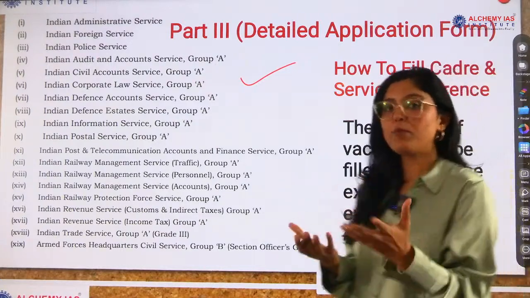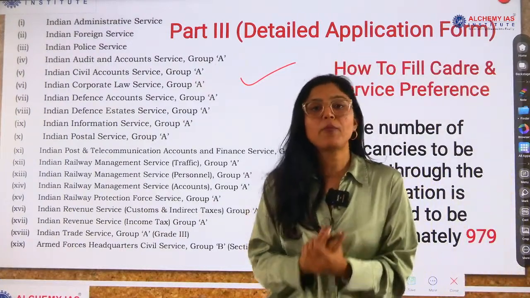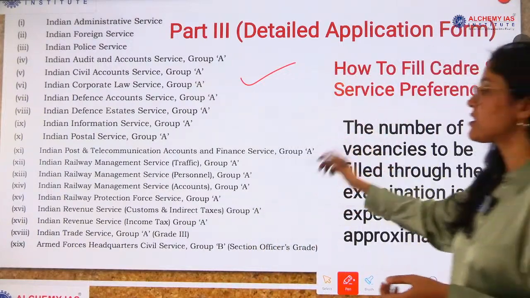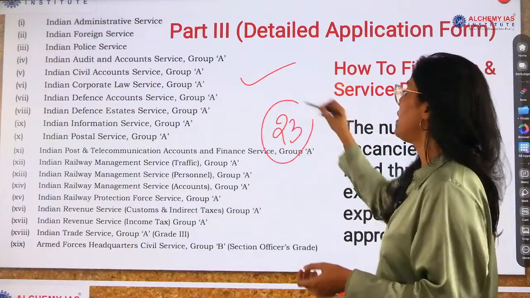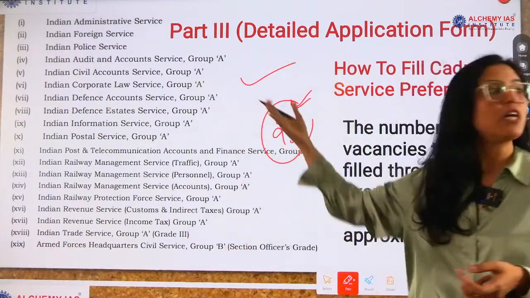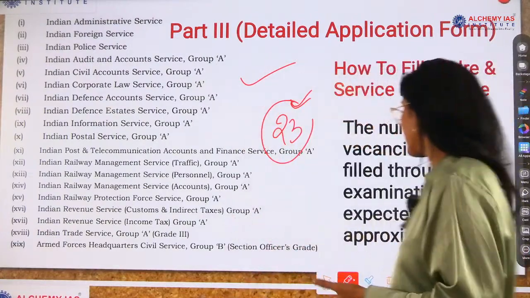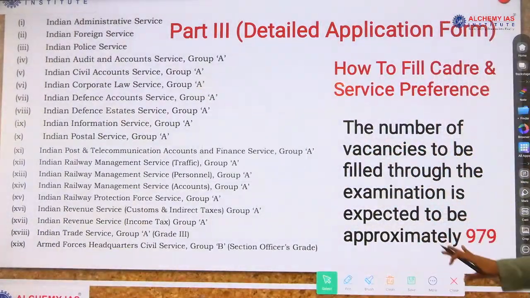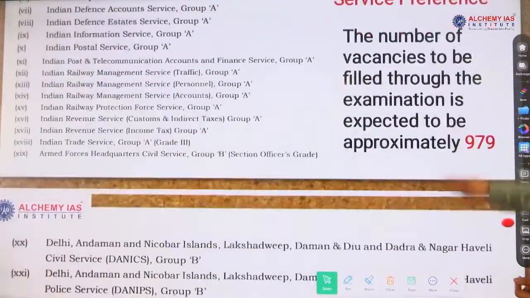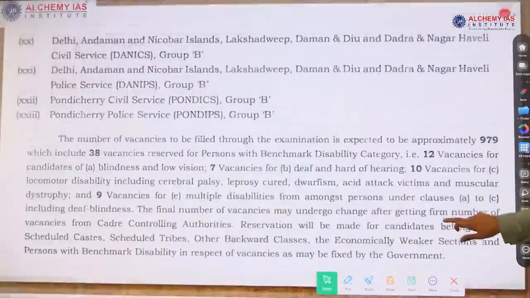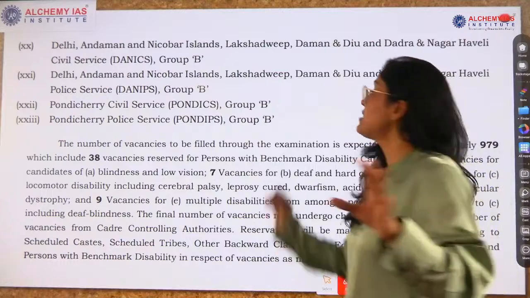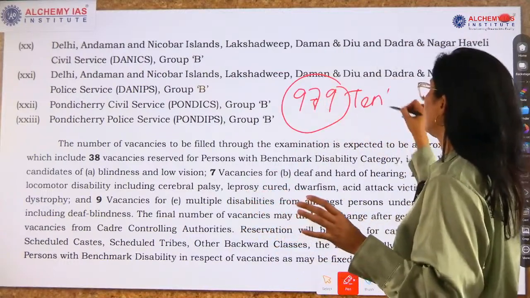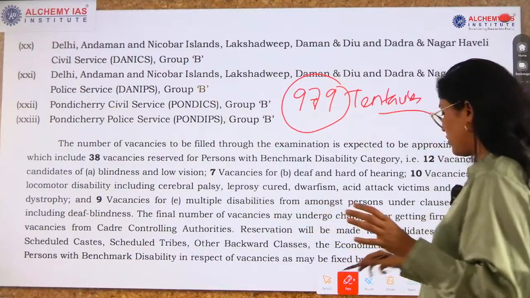Some might be opting for IRS, some for IPS, IAS or IFS. These are the services, 23 services are there, and among them you can give the preference 1, 2, 3, 4, 5, 6 like that, which is very, very important. And the number of vacancies to be filled through the examination is 979. Total vacancy, right? And 979 is a tentative vacancy. Remember this thing, okay?